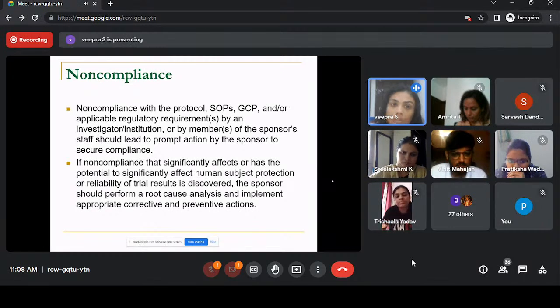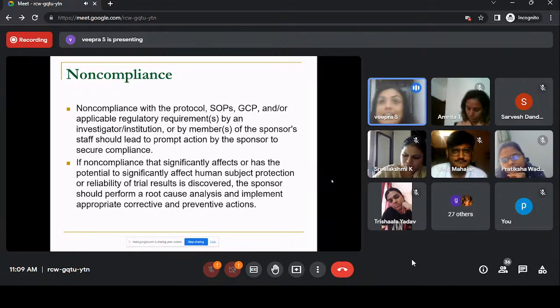So the sponsor or the vendor needs to verify whether this non-compliance significantly affects human subject protection. Because of this non-compliance, could there be any issues in the trial subject protection, or could it affect any study result? So if any non-compliance issue happens which may affect the safety of the subject or the study result, they need to verify it. If they identify any issues, they have to perform the root cause analysis.